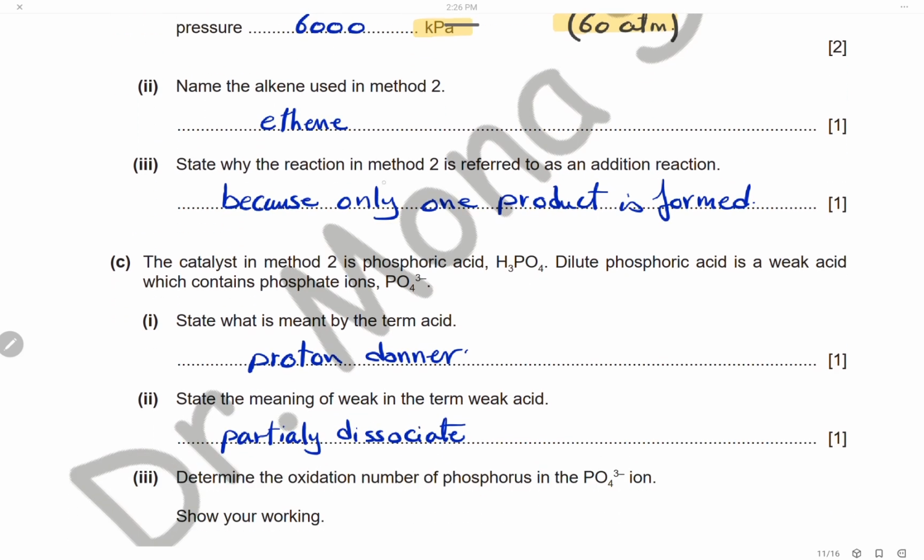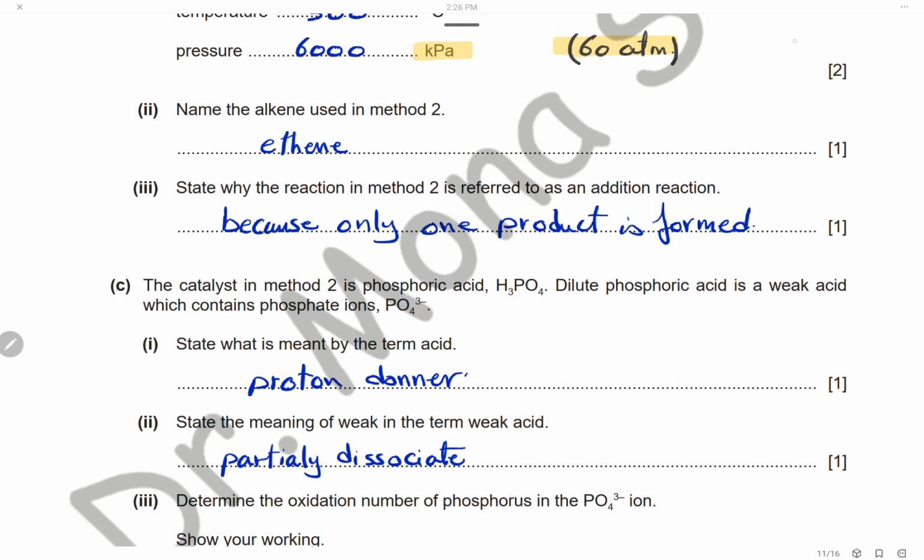State why the reaction in method 2 is referred to as an addition reaction. The word addition reaction means only one product is formed. So when you are asked about the addition reaction, the answer will be because only one product is formed, because this is the meaning of addition reaction.